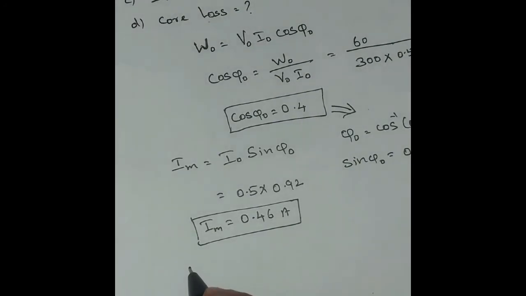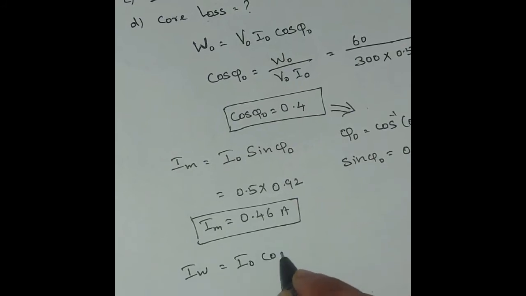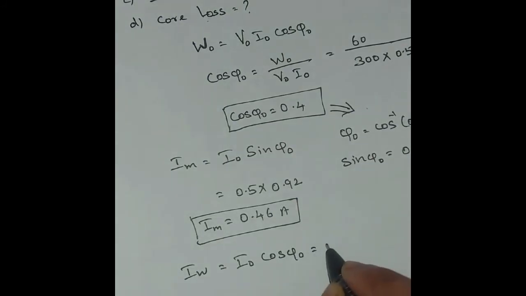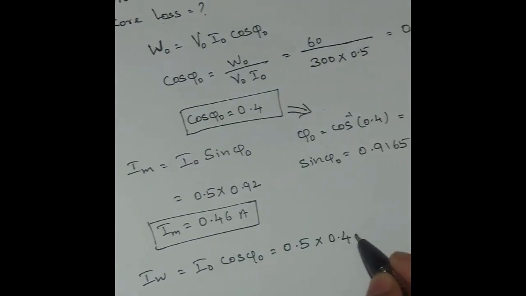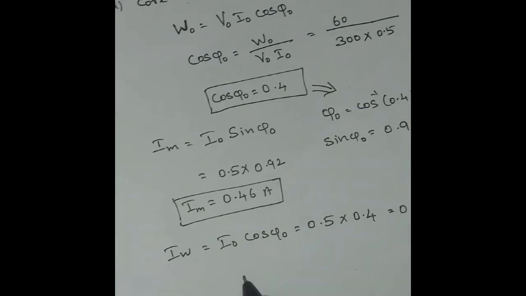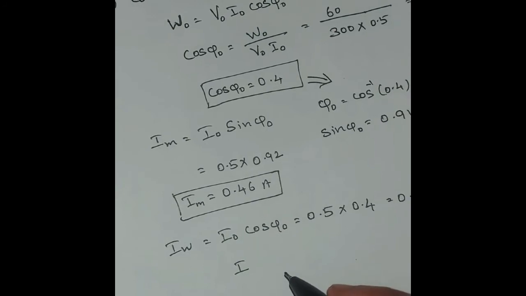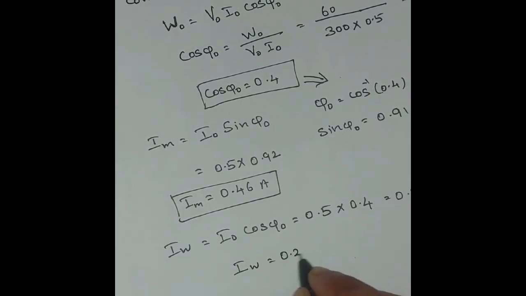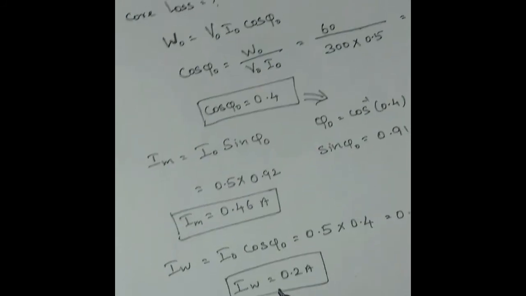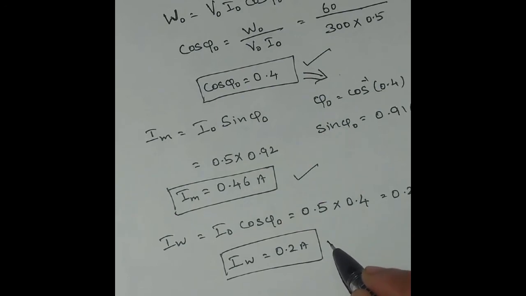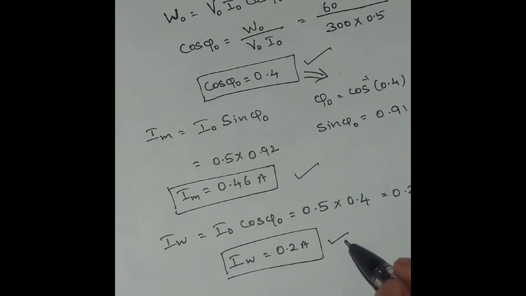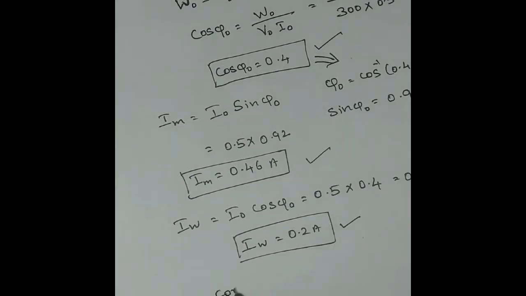Then Iw, the core loss component, Iw is equal to I naught cos phi naught. We know already I naught value is 0.5 and cos phi naught is equal to 0.4. Multiplying this, we will get 0.2. So Iw is equal to 0.2 amps. So we have found out the no load power factor, magnetizing current, and then the iron loss component. Component is nothing but current only. Then we have to find out core loss.